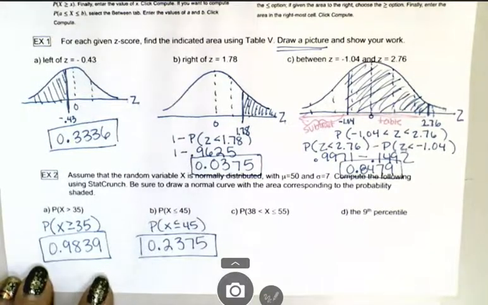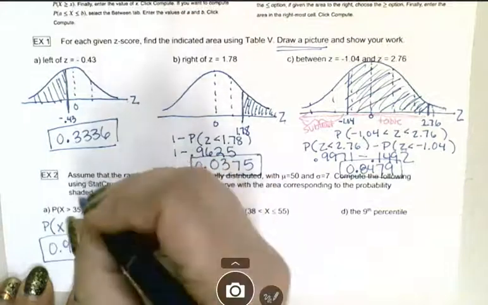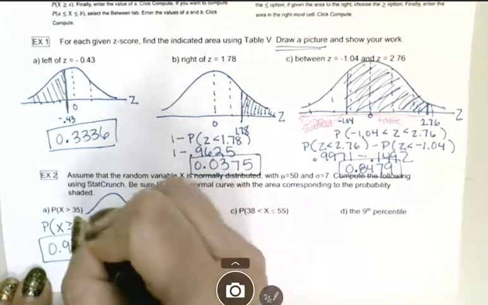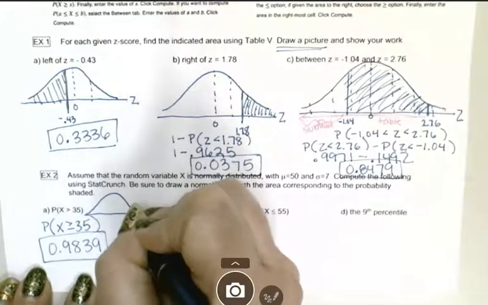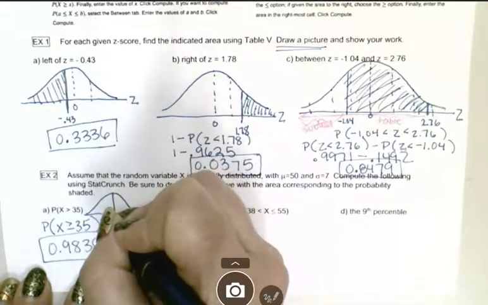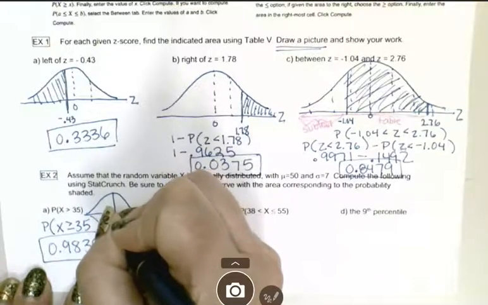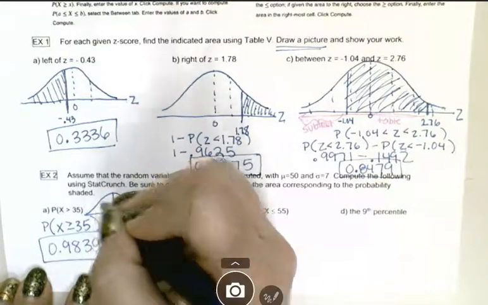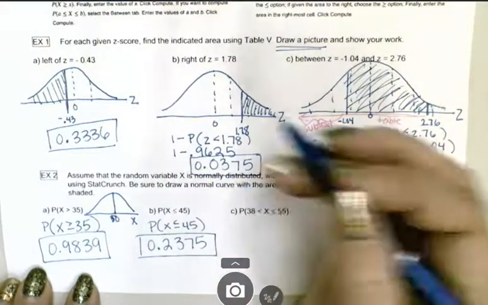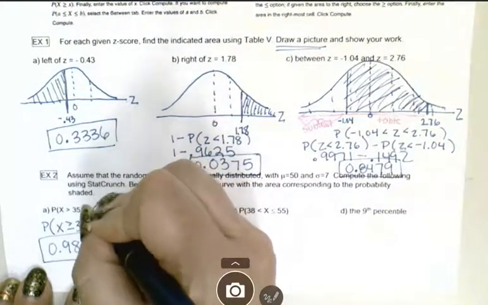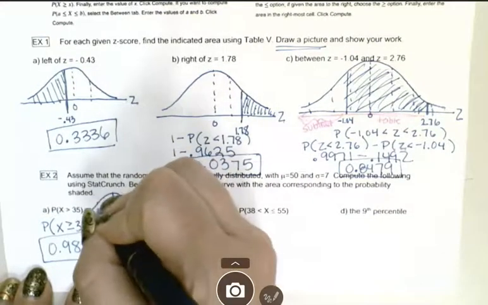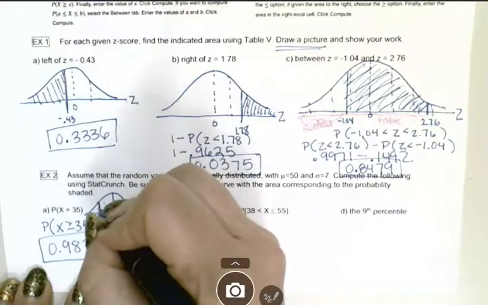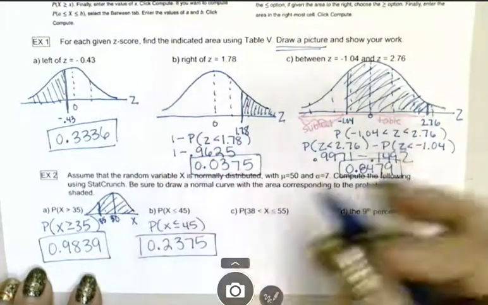Now, we are going to have to draw the normal curves for all of these. So here, be careful. Now my random variable is x. My mean was 50. So greater than 35. 35 is a little less than 2 standard deviations away, so it's pretty far down here. So 35 would be here, and greater than would go this way.